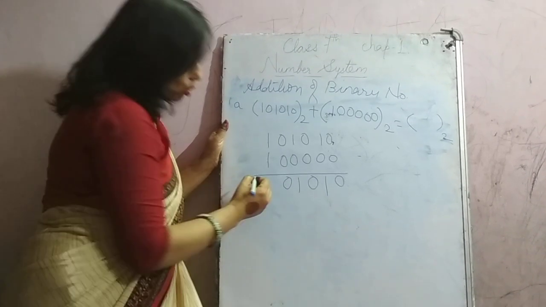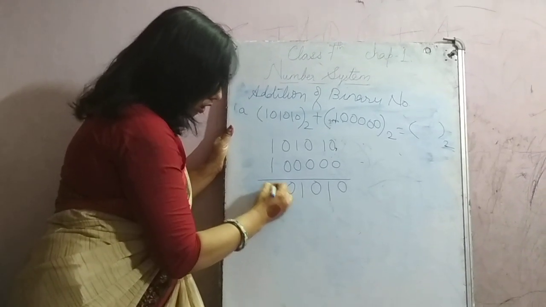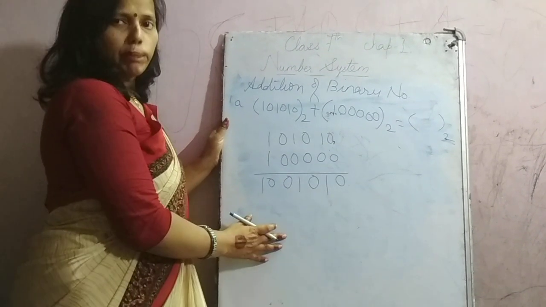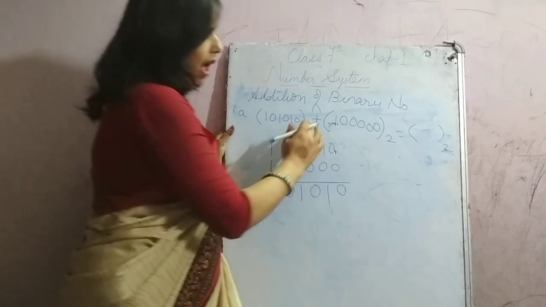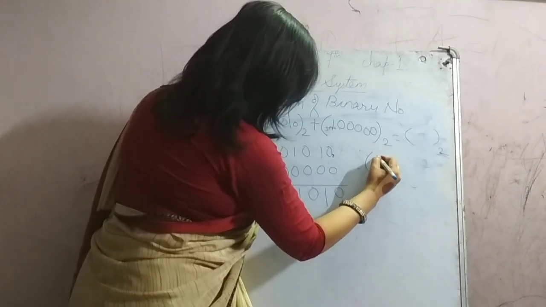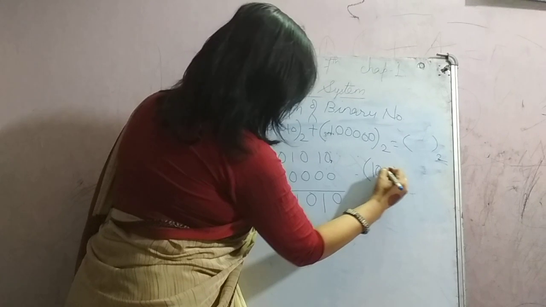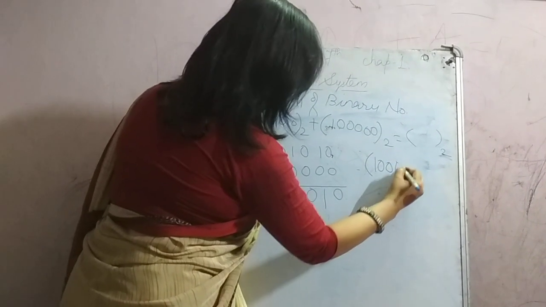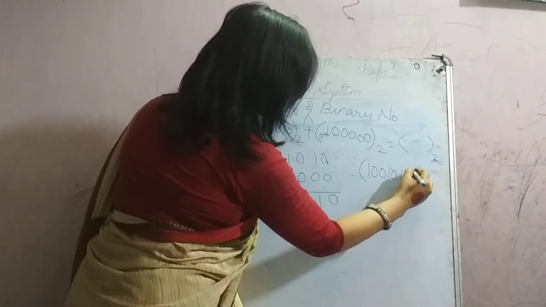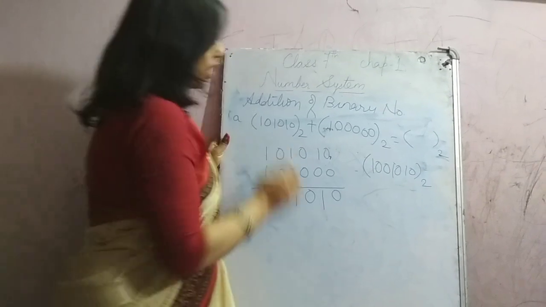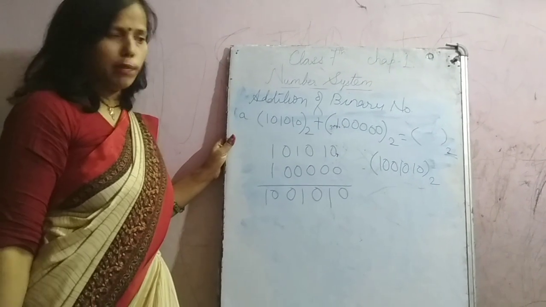Now how to write 2? 1 0. Now this is a binary number which has come here as a result. So what will be the answer? 1 0 0 1 0 1 0. This is the answer after adding these two binary numbers.